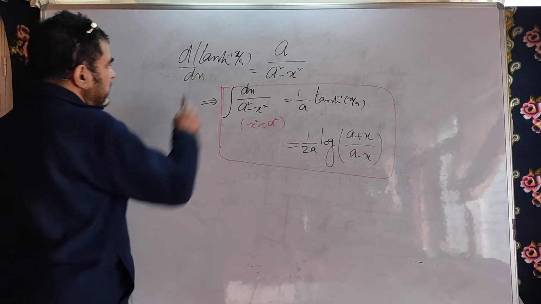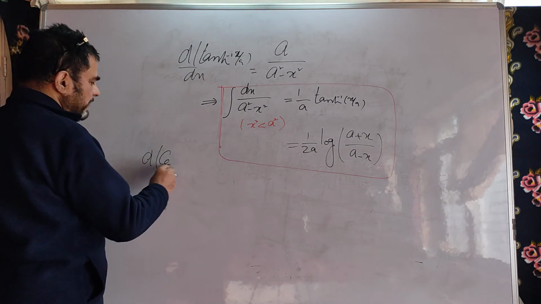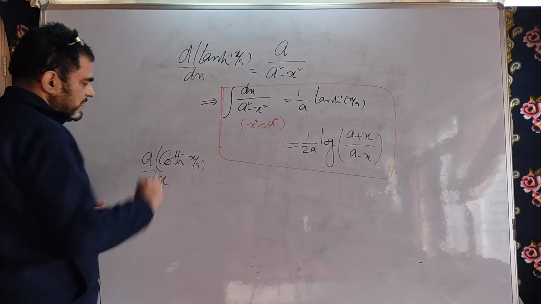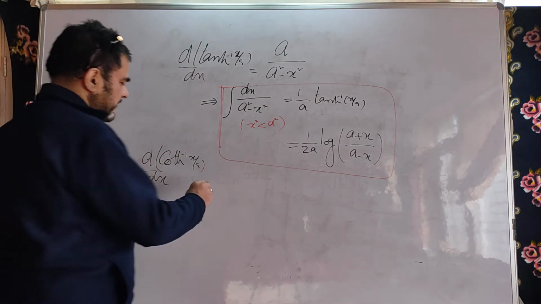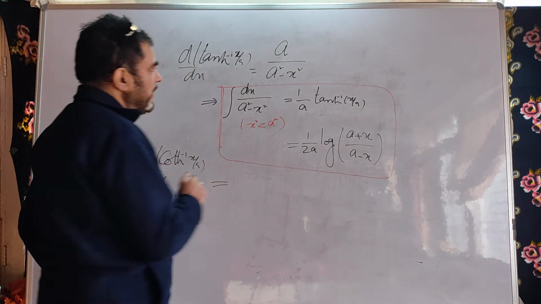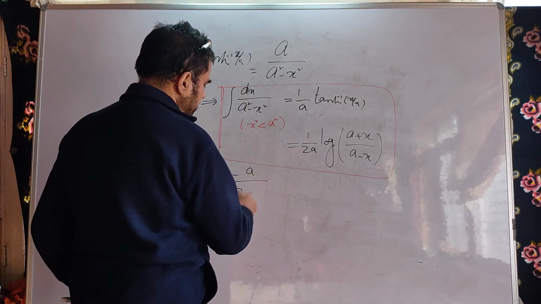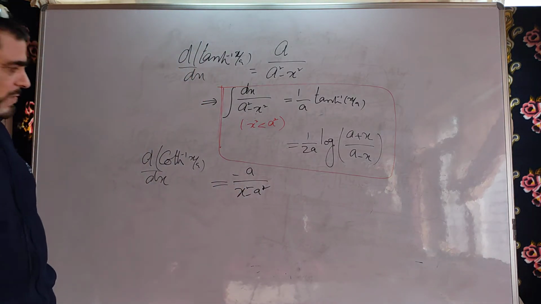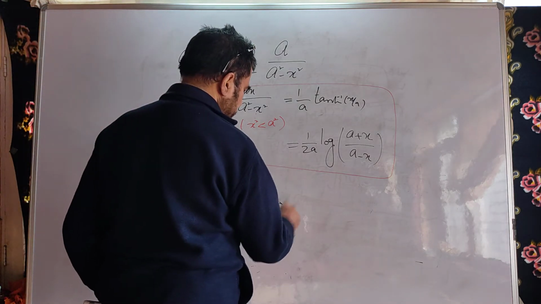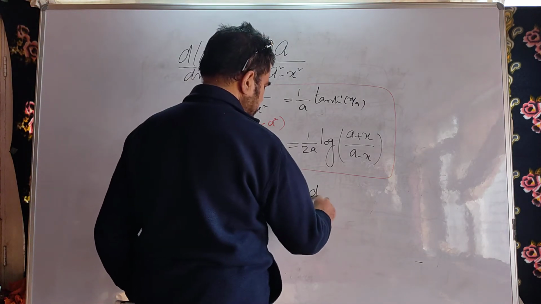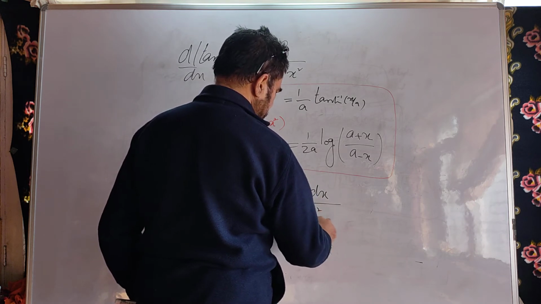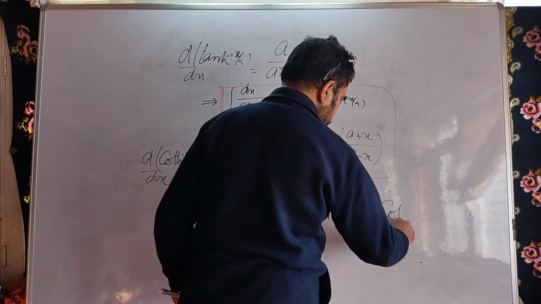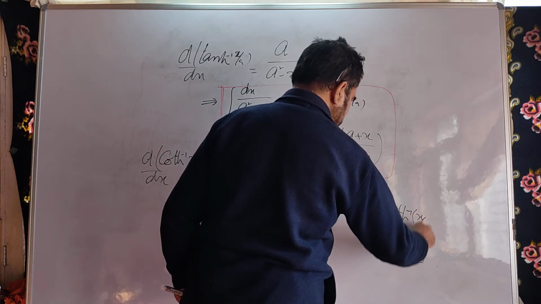Yes. Similarly, you have derivative of cot inverse x by a with respect to x. This will be minus a by x square plus a square. So on the basis of this, you have the formula now, integral of dx by x square minus a square. It is minus 1 by a cot inverse x by a.